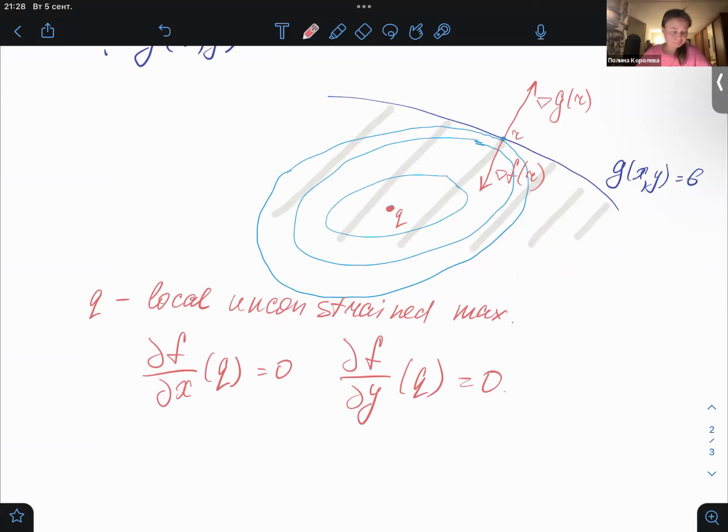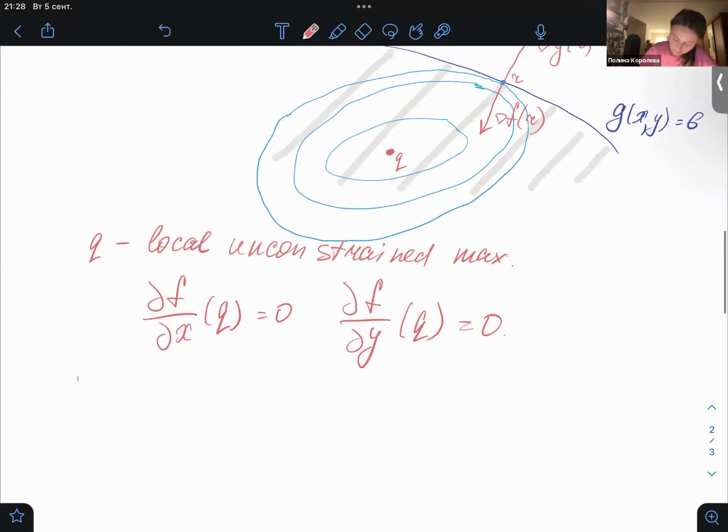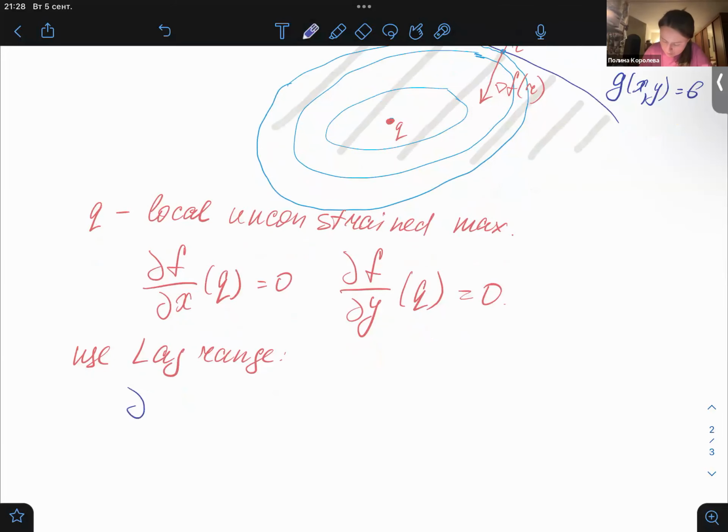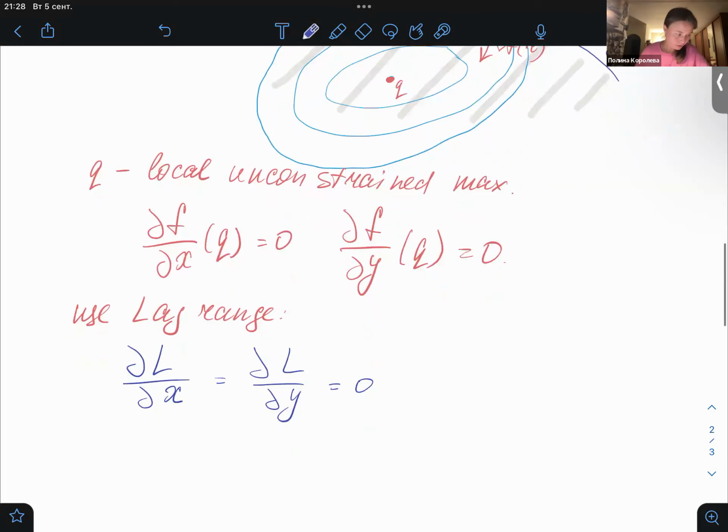And we can use Lagrange. What we can say? We can say that the partial derivatives by x and by y should be equal to 0. But the constraint is non-binding. That means that we can set lambda equal to 0, this Lagrange multiplier. And that means that the constraint function drops out from our analysis. The constraint is non-binding at the maximal point.